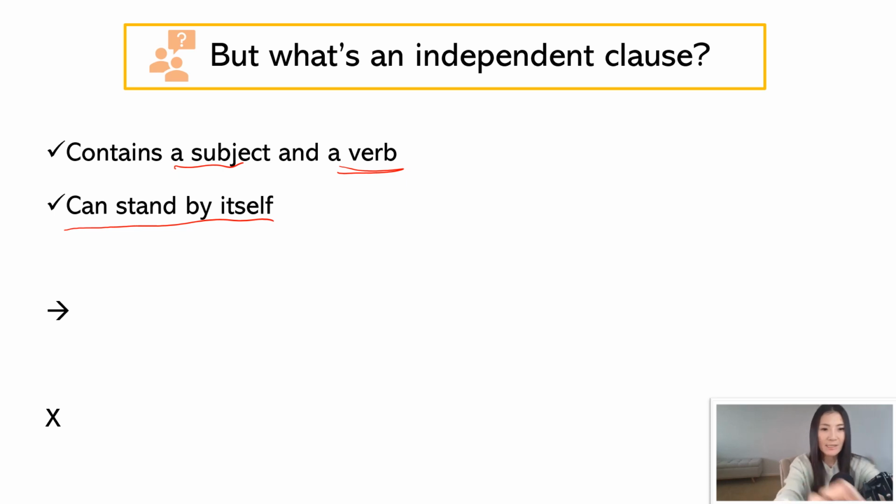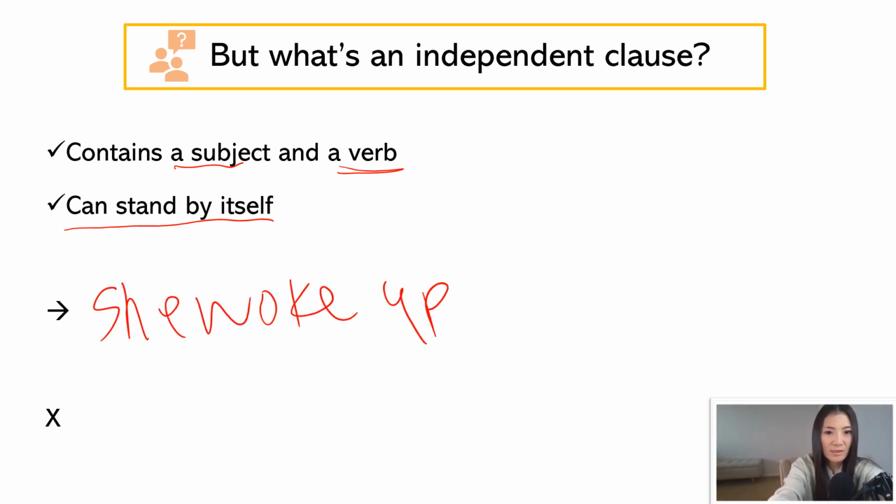For example, "she woke up" is an independent clause. Here's my subject, verb, and it's a sentence by itself, so it's an independent clause. An example of a dependent clause, so an example that is not an independent clause, is "when she woke up."